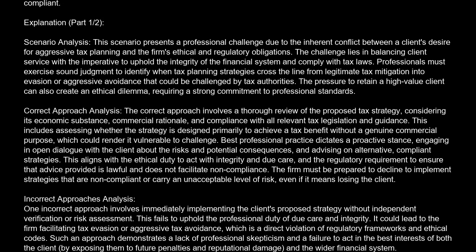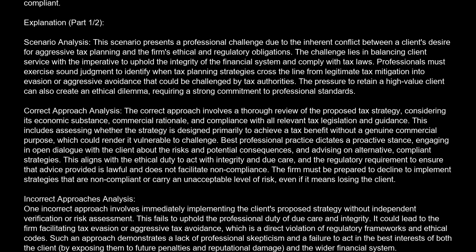The correct answer is A. Proceed with implementing the offshore structure as proposed by the client, assuming their legal counsel has deemed it compliant. Explanation. Scenario analysis. This scenario presents a professional challenge due to the inherent conflict between a client's desire for aggressive tax planning and the firm's ethical and regulatory obligations.